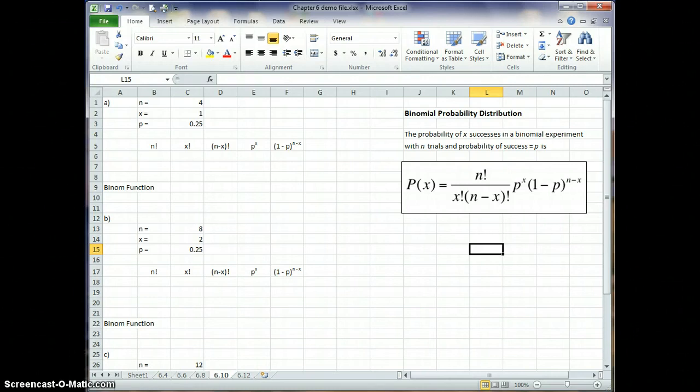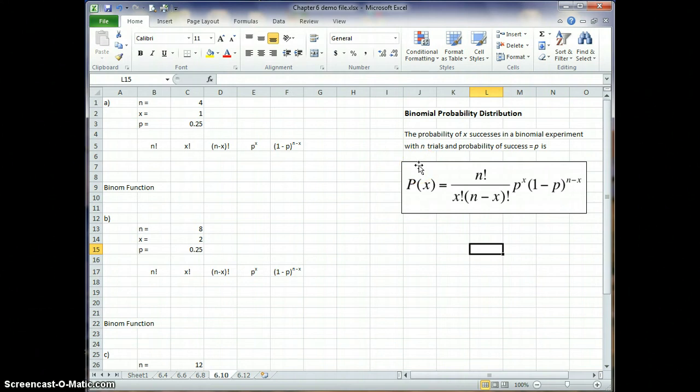All right, we're back for problem 6.10. And it's an example of a binomial probability distribution. So right over here on the right hand side of the screen you can see that the probability of X successes in a binomial experiment with n trials and probability of success equal to P is, and then it gives you this nice little formula.